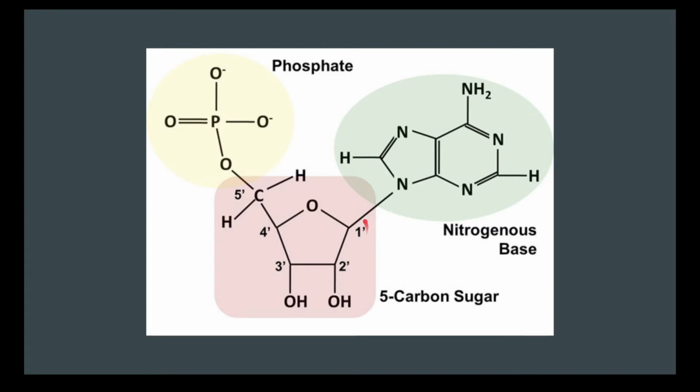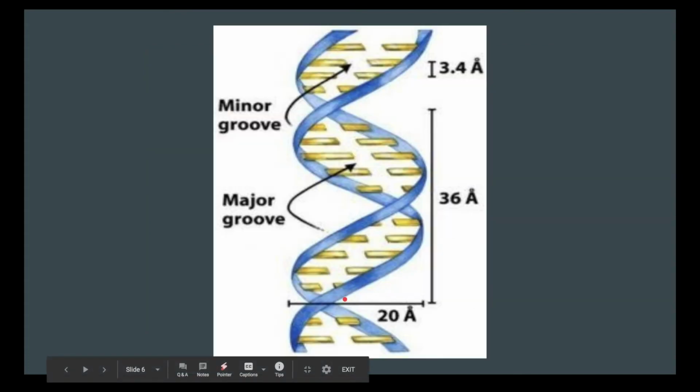The structure of the sugar contains 5 carbons, so 1, 2, 3, 4, 5. On the 1' carbon is where the nitrogen base is connected, and on the 5' carbon is where the phosphate group is connected. And the 2' carbon is where you distinguish between it being DNA or RNA. So DNA would have an OH group, while RNA would just have an H group.